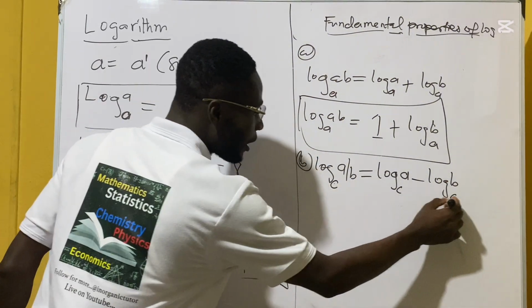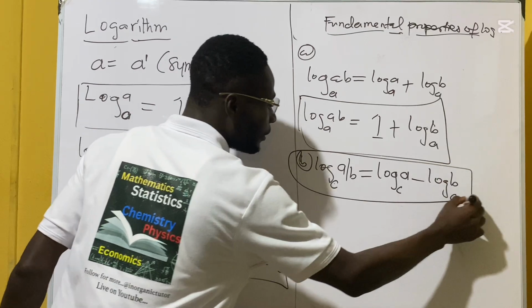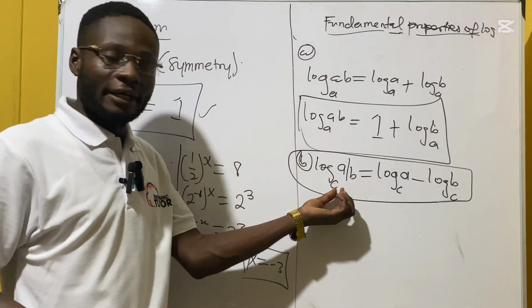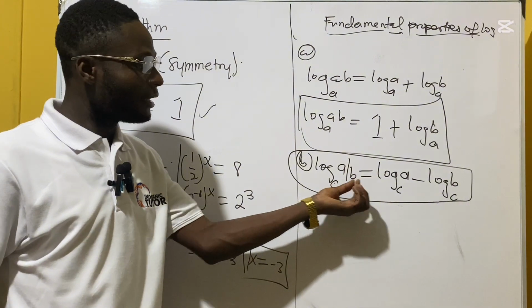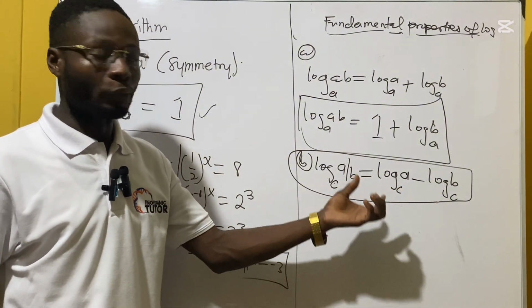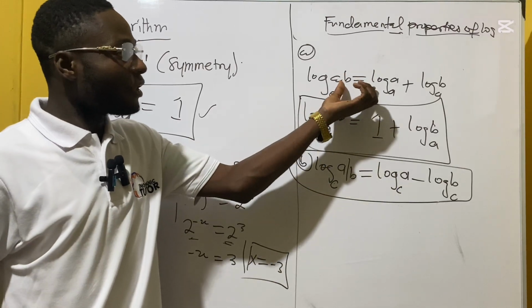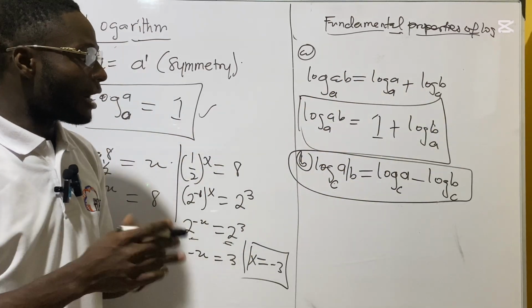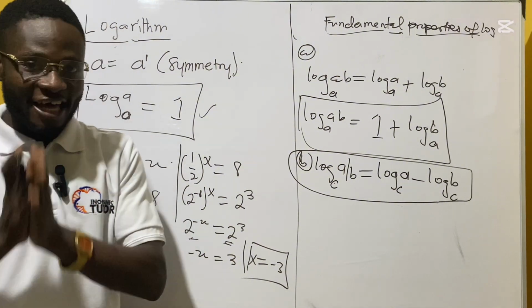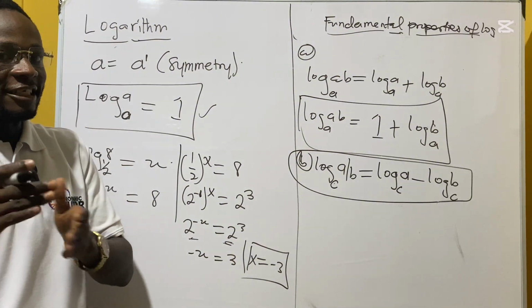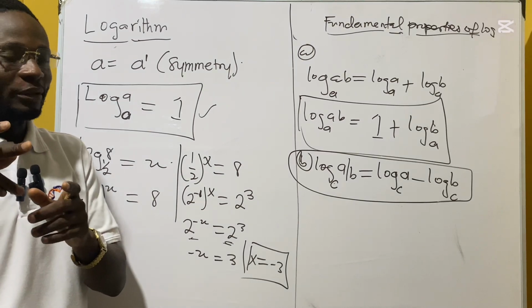So that is how you handle problems: if the log is dividing, you subtract. That is a fundamental property. And if they are multiplying, you add them. Good. Now let's look at the third property, which is the exponent property.